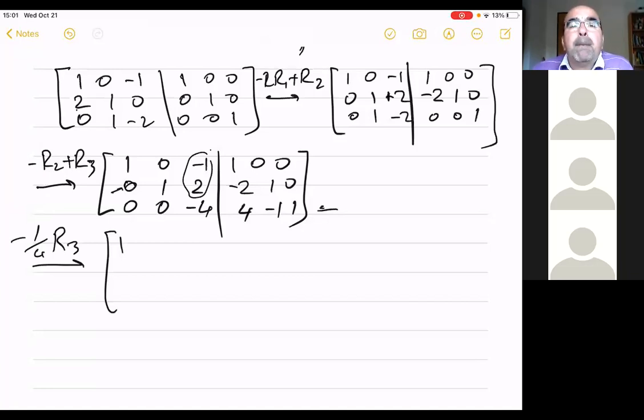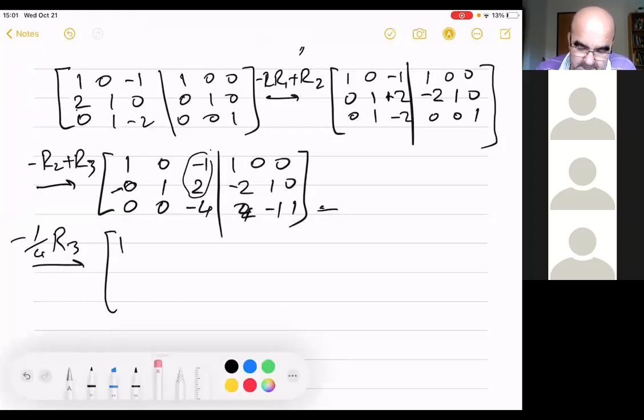Third row, fourth column, isn't it 2? Third row, fourth column. Isn't it just 2? You mean this one? Yes. Let's see.